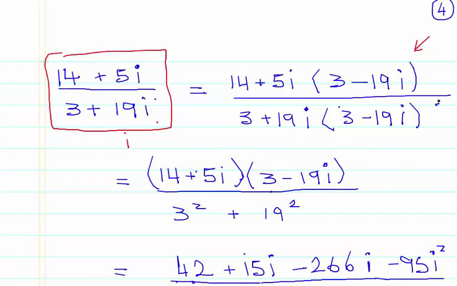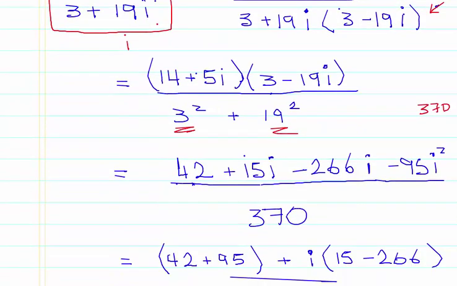So essentially what we have here is the expression added into the fraction. Let's look at the denominator now. When we multiply a number by its complex conjugate, it's a very straightforward calculation. It is a squared plus b squared. Here a is 3, so 3 squared, and b is 19, so 19 squared. So 3 squared plus 19 squared ends up giving us 370.